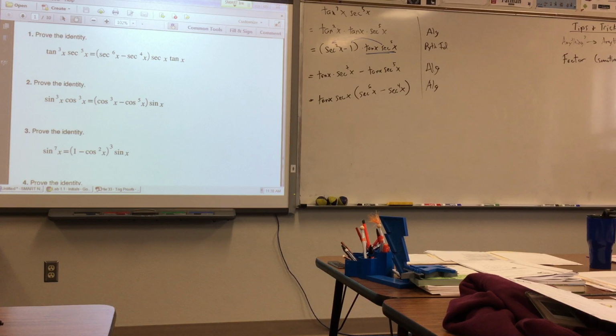Alright, so the reason why we split those cubed into a square times a single is so that we convert those squared into something like Pythagorean.